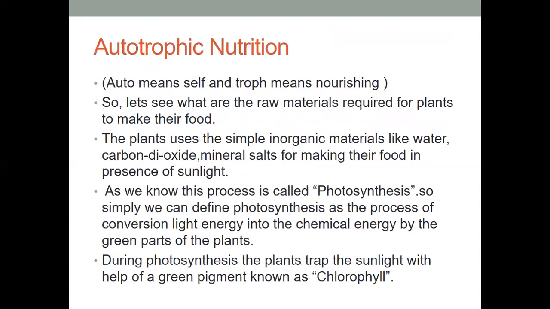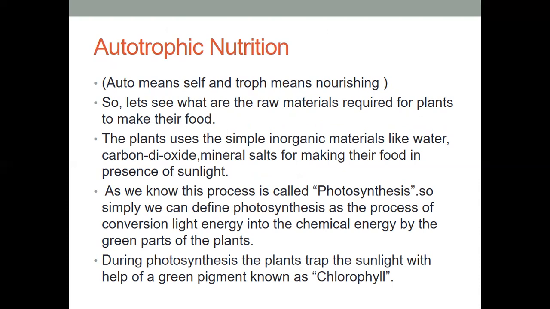So one by one, let's learn about these types of nutrition. First of all, autotrophic nutrition. Auto means self and troph means nourishing. So the organisms which are able to nourish themselves are known as autotrophs.